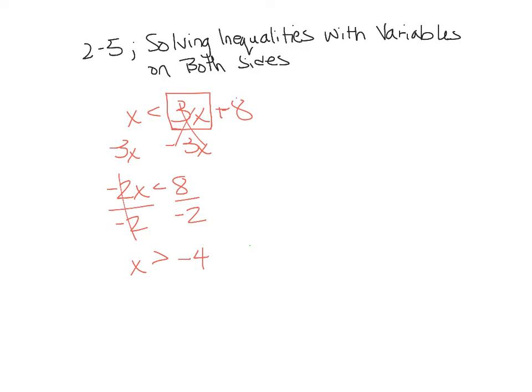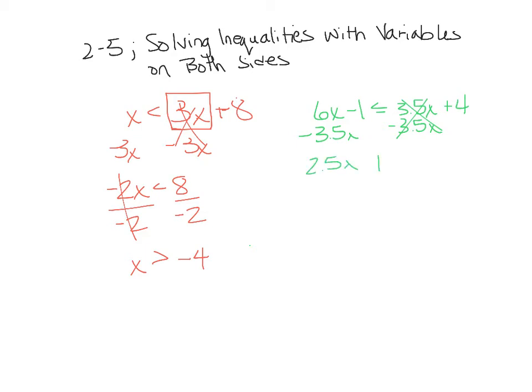The next one is 6x minus 1 is less than or equal to 3.5x plus 4. So, first thing, move the term with the variable from the right to left side. It's positive, so we subtract it from both sides, just like that. These cancel. 6 minus 3.5 is 2.5x.